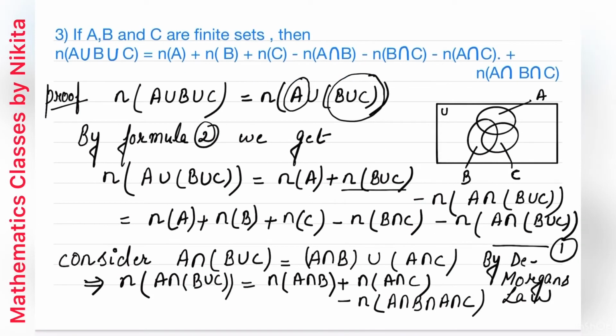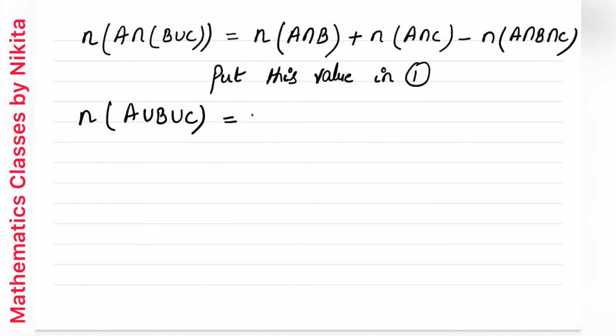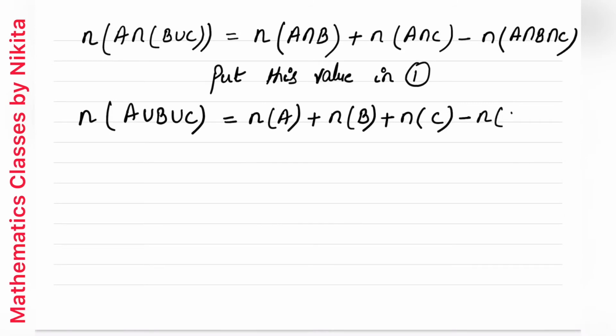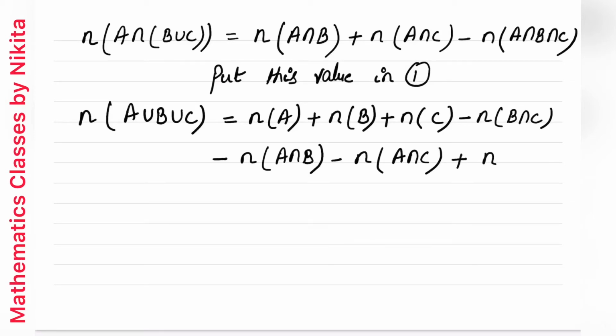now see what was 1? 1 was this, so we will get this is equal to the number of elements in A plus the number of elements in B plus the number of elements in C minus the number of elements in B intersection C, and then you have to put this. So therefore minus the number of elements in A intersection B minus the number of elements in A intersection C and plus the number of elements in A intersection B intersection C. So hence proved.